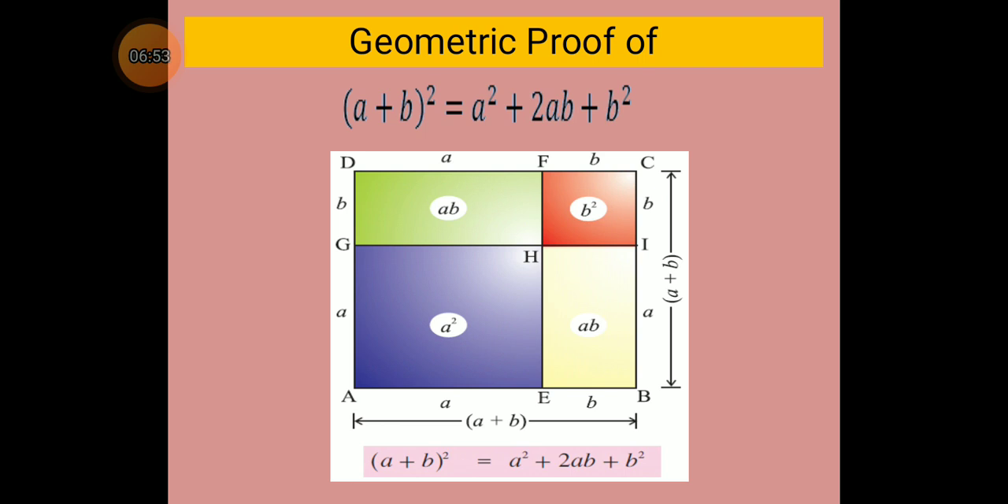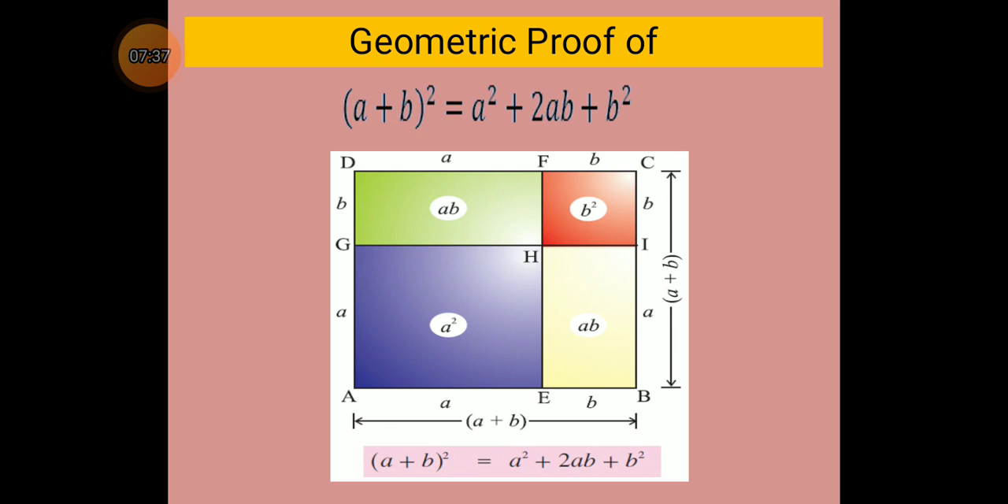We see that on the one side the area is (a plus b) whole square. On the other side, when the area inside is divided into various parts depending on a and b, it consists of two squares of different areas and two rectangles of the same area. Therefore, we say that this (a plus b) whole square is made up of a square plus 2ab plus b square. That is, the area of the square is made up of a square plus b square plus 2ab.